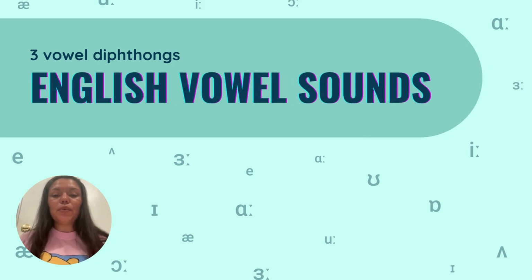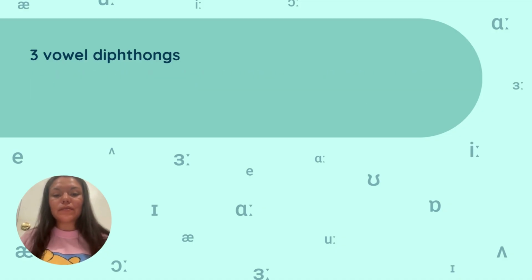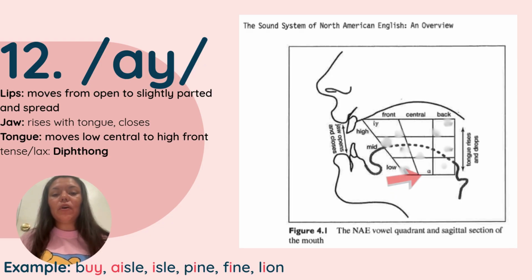So we just talked about the 11 simple vowel sounds in English. Now we have 3 more to complete our entire 14 vowel sounds that are used in the English language. So let's go ahead and talk about our 3 vowel diphthongs. Our first diphthong is the I sound. Now, when we are creating the I sound, our lips move from open to slightly parted and spread.